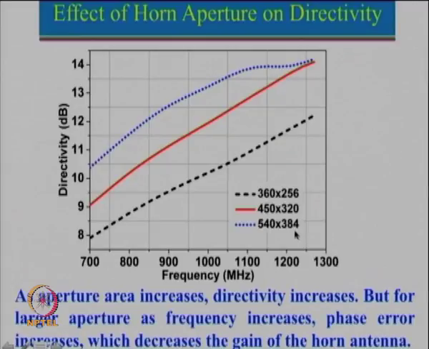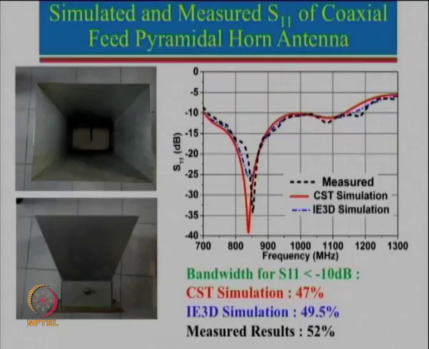So this is now a simple practice for you. Take these dimensions. The length is given to you, which is 250 mm. Calculate the phase error for different frequency values, and you will know why the directivity is decreasing at this particular level here. Based on these dimensions, we then did the fabrication.